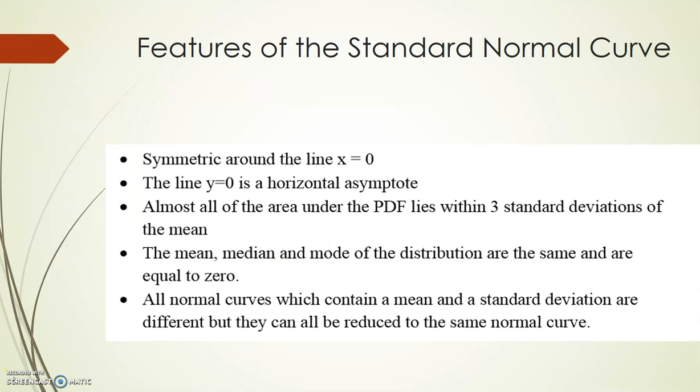The features of the standard normal curve are very similar to the general normal curve, but they revolve around a mean of 0 and a standard deviation of 1. So it's symmetric around the line x is equal to 0. The line y is equal to 0 is a horizontal asymptote. Almost all of the area under the PDF lies within 3 standard deviations of the mean. The mean, median and mode of the distribution are the same and are equal to 0. And all normal curves which contain a mean and a standard deviation are different, but they can all be reduced to this same standard normal curve.